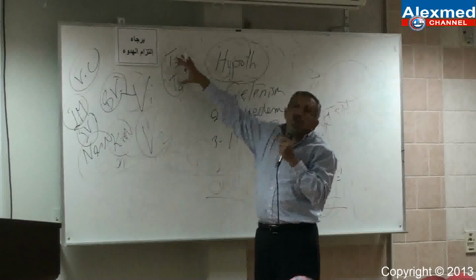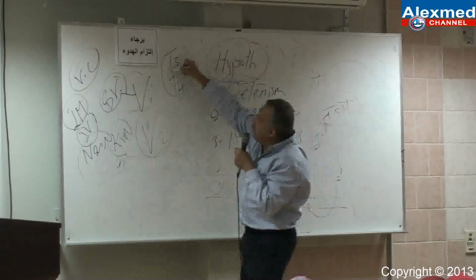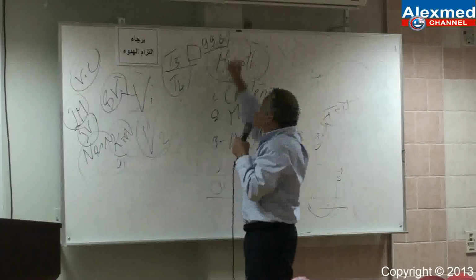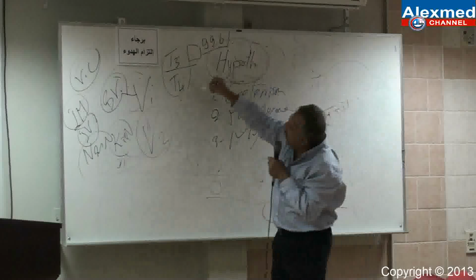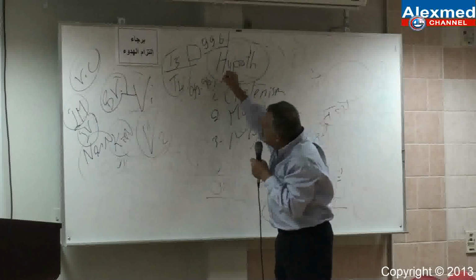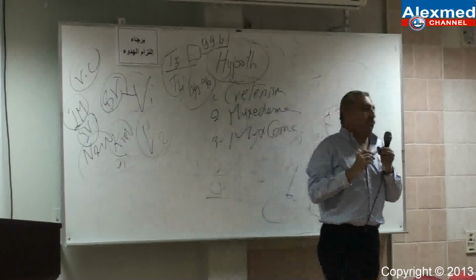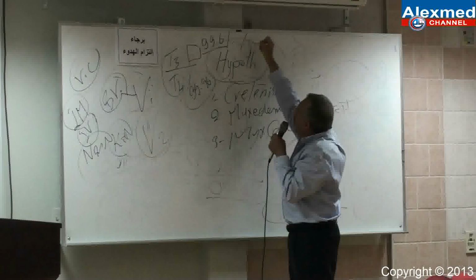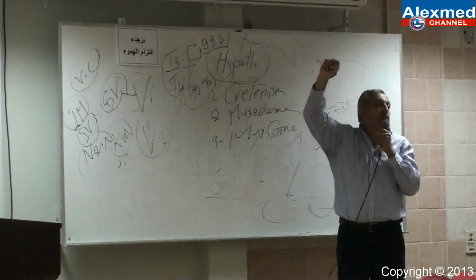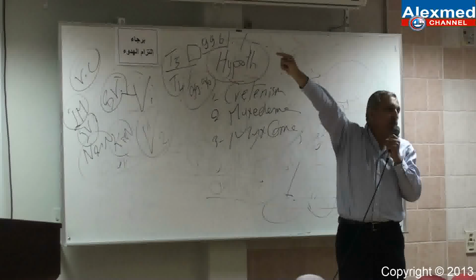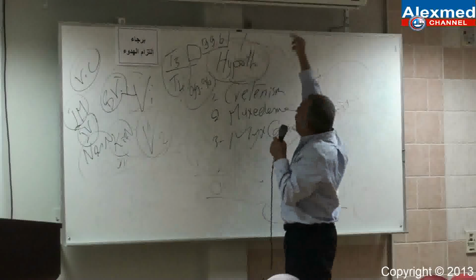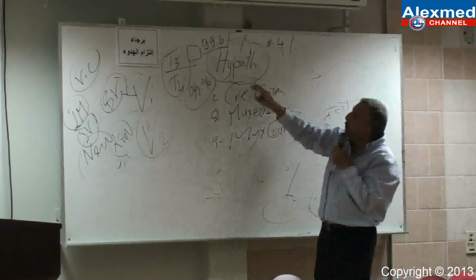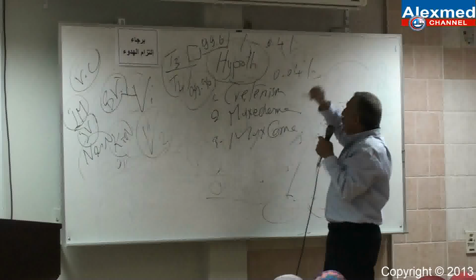The binding of T3 to plasma protein is 99.6%, while T4 is 99.96%. So, by simple mathematical subtraction from 100%, the free part of T3 is 0.4%. The free part of T4 is 0.04%.